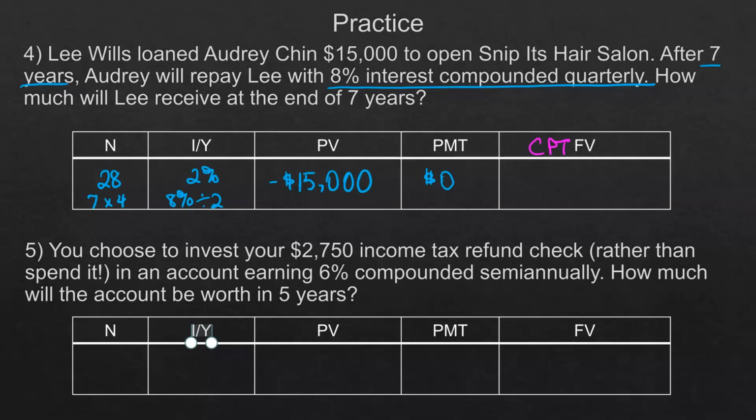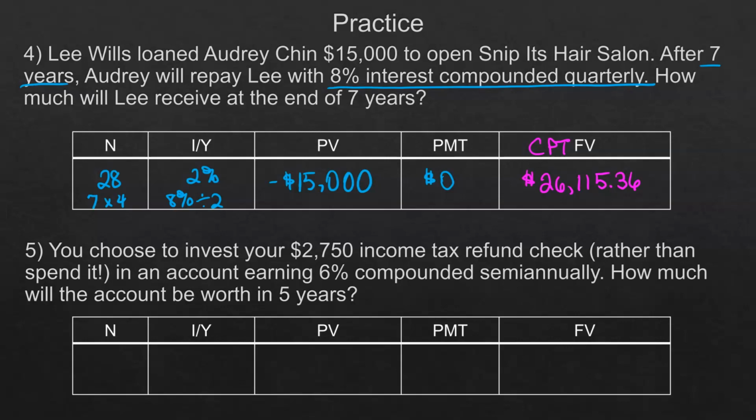So when we compute this, we see the amount Lee will get back is $26,115.36. All right. Next, we have number 5.